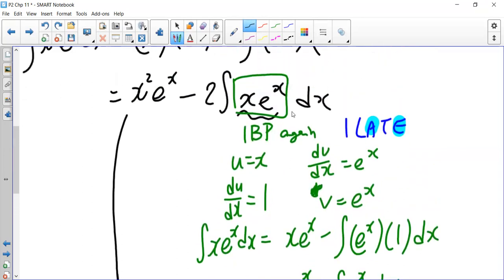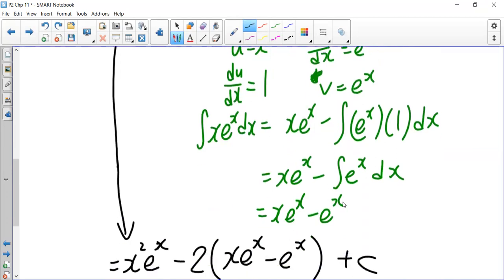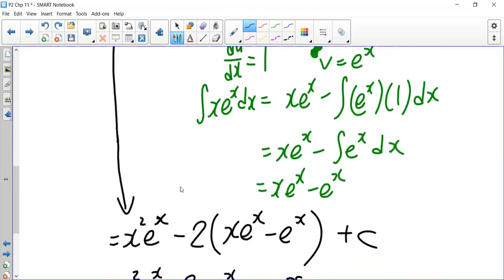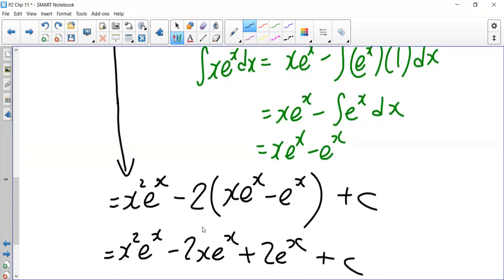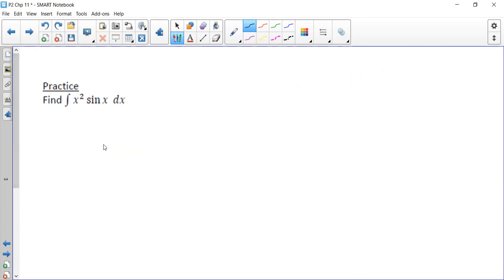Once you've done IBP again, you realize this could be integrated easily, so you integrate it, and then you put it back in the original function with a bracket, expand the bracket, and there's your answer. Okay, so here you go.